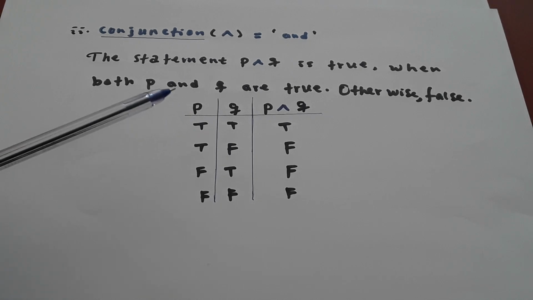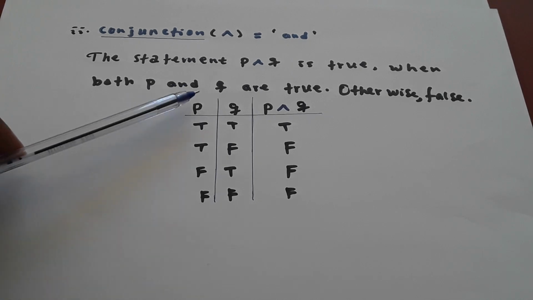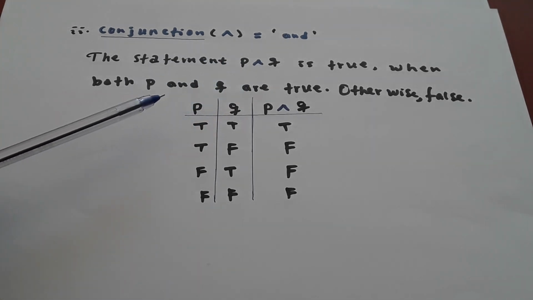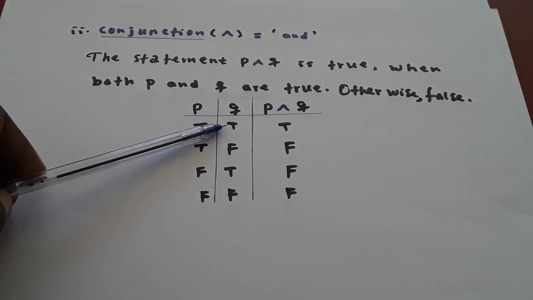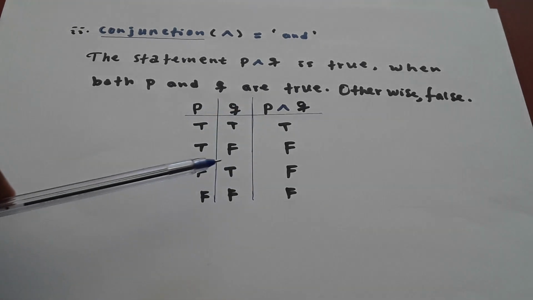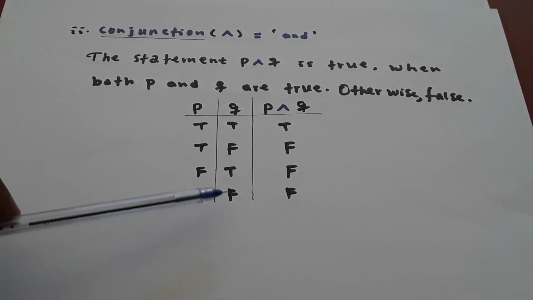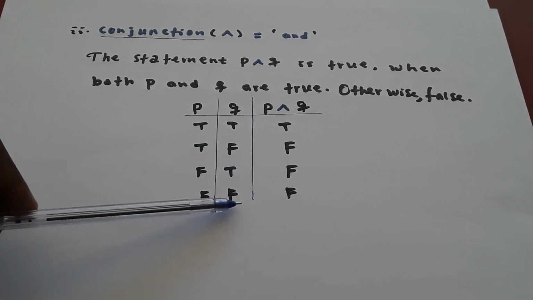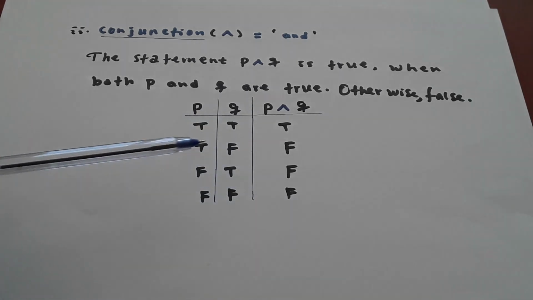So the statement indicates that P and Q is true whenever both P and Q are true. So only for true, true is this true. Every other case is false, because at least one of them is false. And for false, false, it must be false here. Combined through the conjunction, we mean.